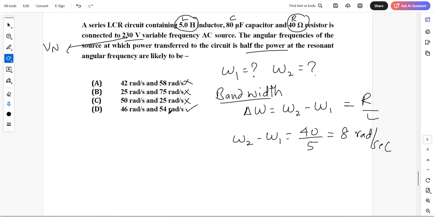Yes, this is it. How much is omega 1? Omega 1 is equal to 46 radians per second. And omega 2 is how much? 54 radians per second. Hope you understood this. This is very easy, provided you know the formula for bandwidth. What is bandwidth? Bandwidth is nothing but the difference of the half power frequencies, omega 1 and omega 2, and that is equal to R by L here. In a very smart way, we are calculating omega 1 and omega 2.